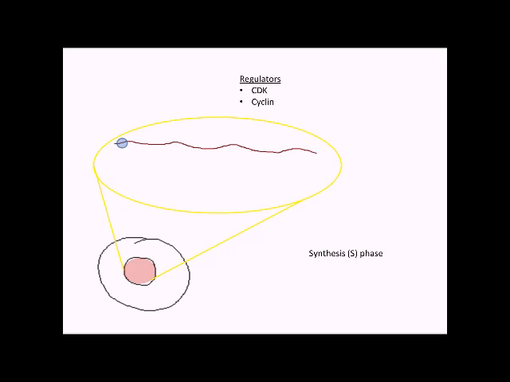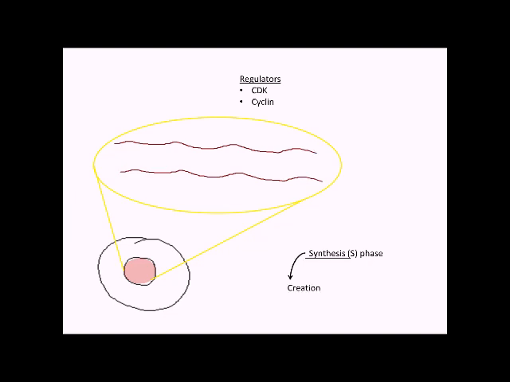And this is the synthesis phase. That little blue circle there is a protein that's going to come through and read and copy the strand of DNA. It's going to read the strand, and then it's going to copy the DNA. The copied DNA is going to be identical to the DNA that we started out with. Those are the same exact DNA.